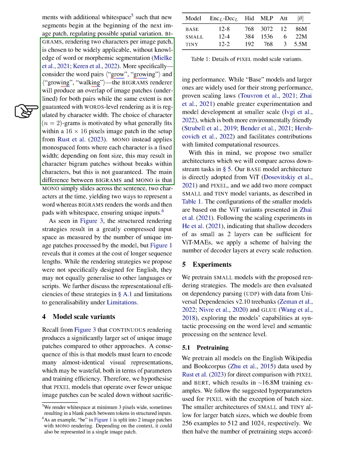Bigrams, rendering 2 characters per image patch, is chosen to be widely applicable, without knowledge of word or morphemic segmentation. The choice of character bigrams is motivated by what generally fits within a 16 by 16 pixels image patch. Mono instead applies monospaced fonts where each character is a fixed width. Depending on font size, this may result in character bigram patches without breaks within characters, but this is not guaranteed. The main difference between bigrams and mono is that mono simply slides across the sentence, 2 characters at a time, yielding 2 ways to represent a word, whereas bigrams render the words and then pad with whitespace, ensuring unique inputs.